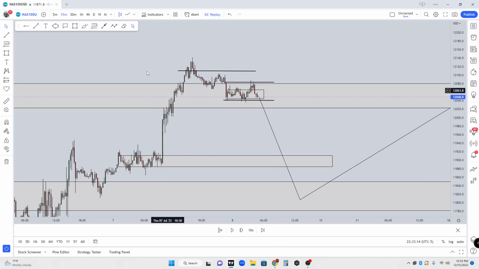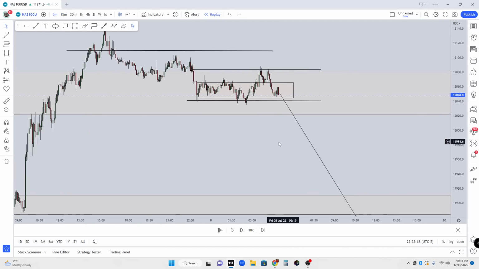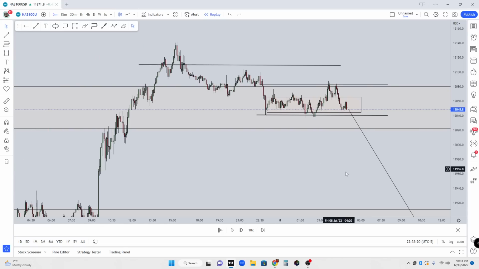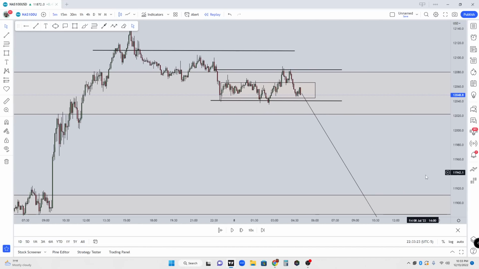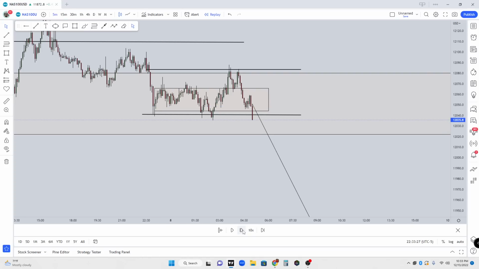But you know what? Let me go to the 5-minute. I just want to see what the 5-minute looks like. If we can get a sniper entry on the 5-minute, that will give us some better probabilities to catch a better move here. So let's move this along and see.